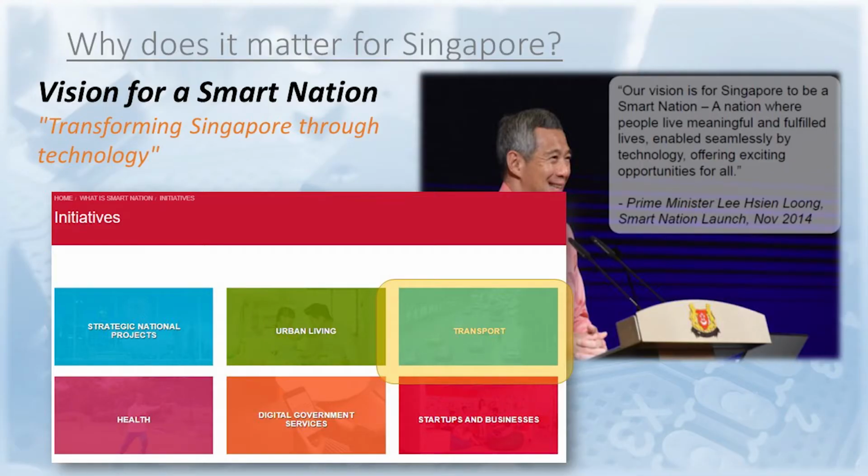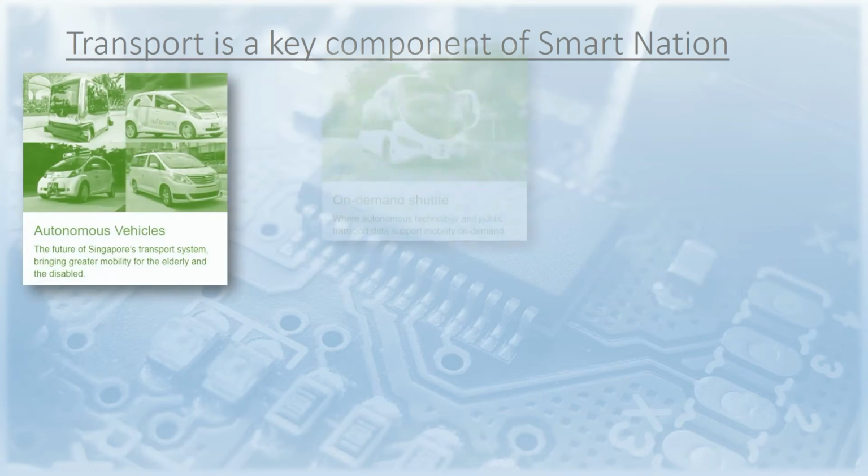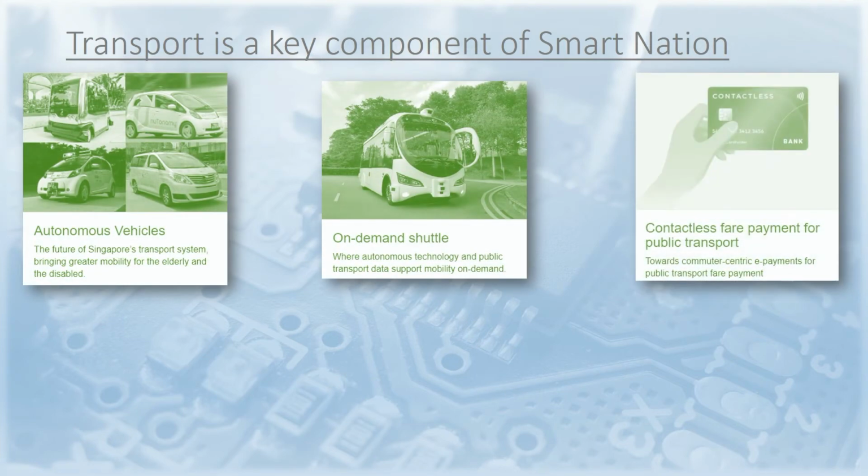It turns out that one of the 6 pillars of Smart Nation is transport, of which vehicles and modern mobility are an integral component. So let us take a closer look at transport as a key component of Smart Nation and list a few examples of novel technologies in this area. First and foremost, we have autonomous vehicles, which in the near future will become the backbone of individual mobility in Singapore. But Smart Nation will not stop at self-driving cars.